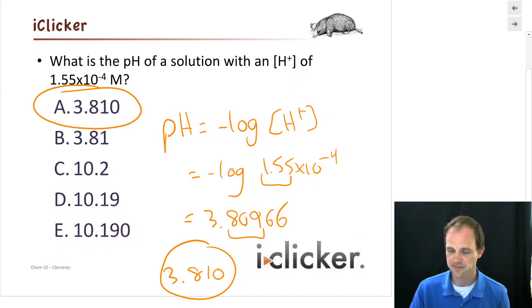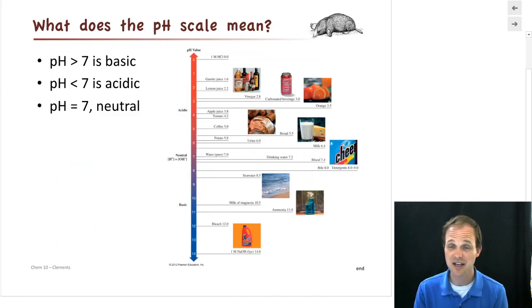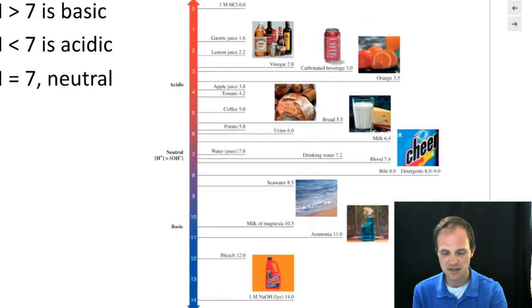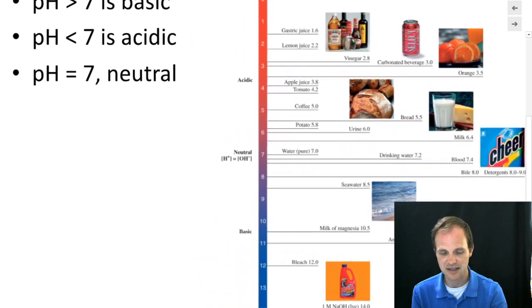So we know that. What does the pH scale mean? Why do we calculate these pHs? Again, primarily historically because of convenience, but people are used to dealing with pHs now, and it's a little easier to talk about relative pHs than it is to talk about relative concentrations. But what's the meaning of the scale? The meaning of the scale just tells us a little bit about whether something is acidic or basic.